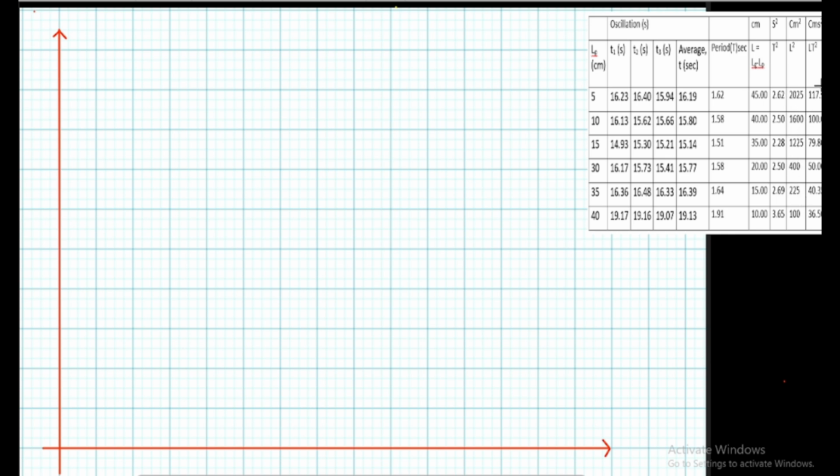Now here they say LT squared. So you come to the L column, multiply by t squared, write it down. Come to this, multiply by t squared, you write it down. Come to this, multiply by t squared, you write it down, and so on.